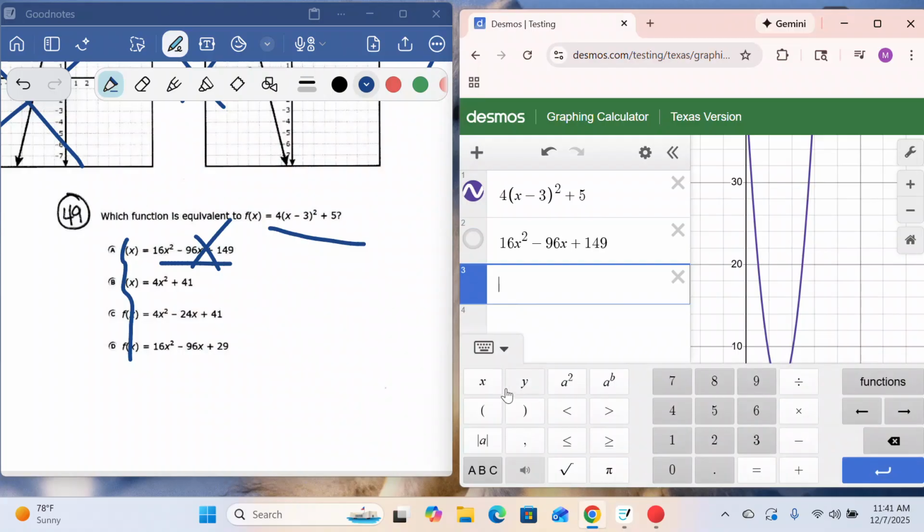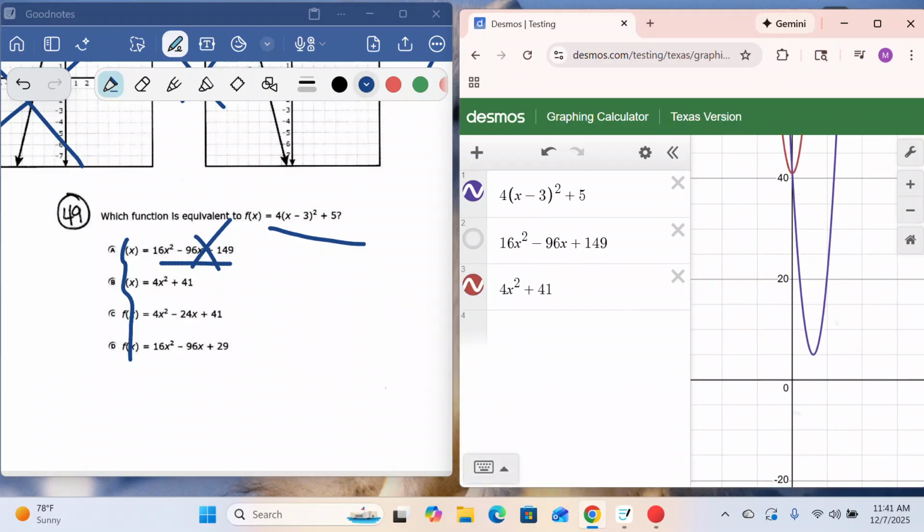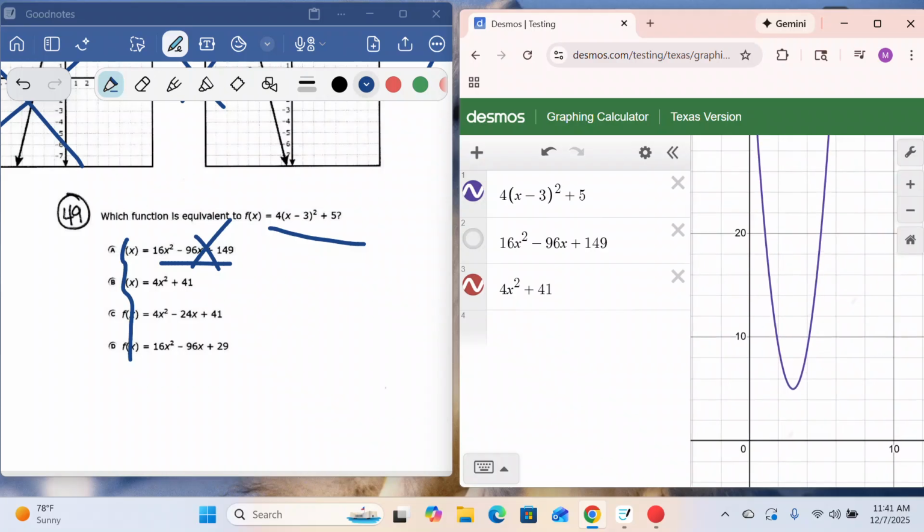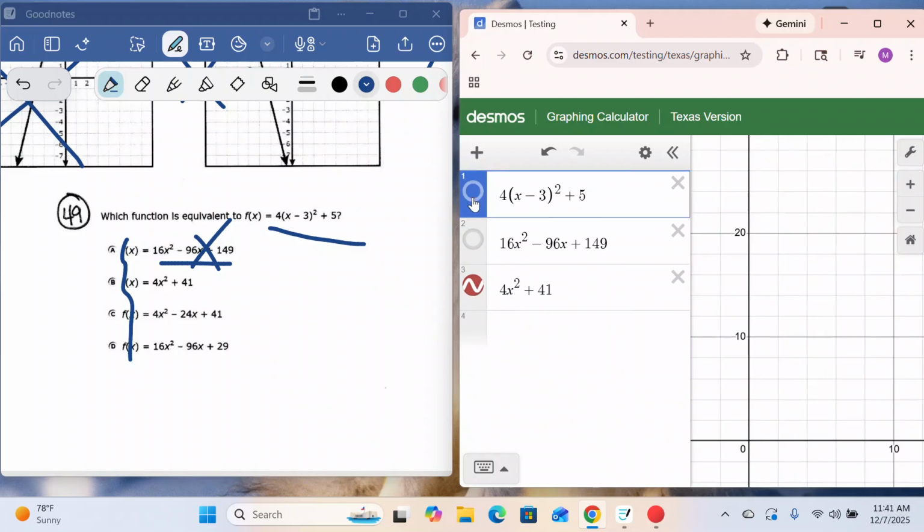I'm going to go ahead and put the next one, x squared plus 41, and let's see, does this match? It looks like it might even match, so let me just check it. I want to take off the purple.